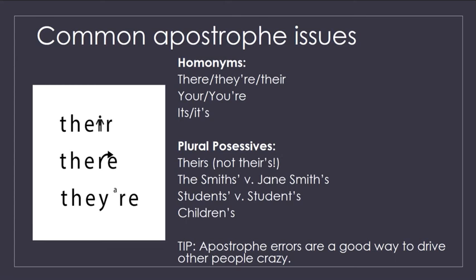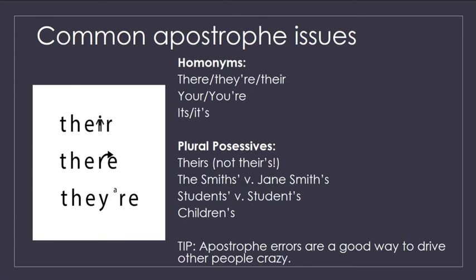There's also some issues with plural possessives. Theirs is not their apostrophe S. It's theirs. Remember, that's a pronoun. So it's replacing a noun, and if we show possession with a pronoun, we do not use an apostrophe. There's a difference between the Smiths, all of the Smiths together, something belonging to them, and Jane Smith's, just one Smith, something that belongs to her.